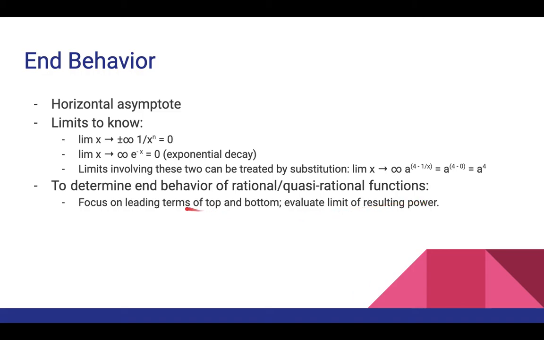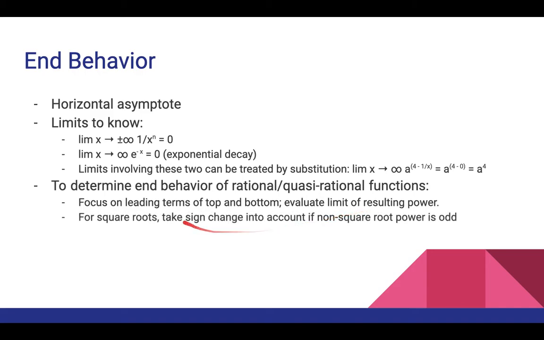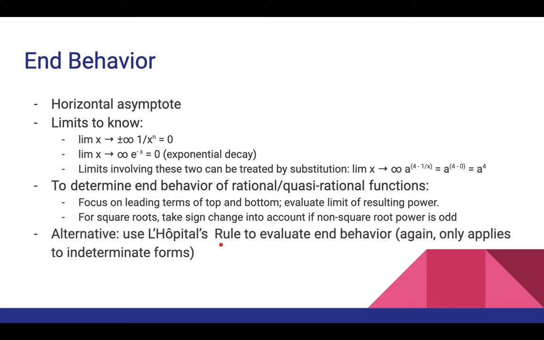If you have a horizontal asymptote for x going to negative infinity, remember to swap out the x's in your function for negative x, so that your limit goes to positive infinity, and then all your terms contain negative x to a certain power. That is very important for square roots, especially if the non-square root power is odd, because that will change your horizontal asymptote depending on whether x goes to positive infinity or negative infinity. The alternative is that you can use L'Hopital's rule to evaluate end behavior. Again, this only applies to indeterminate forms.